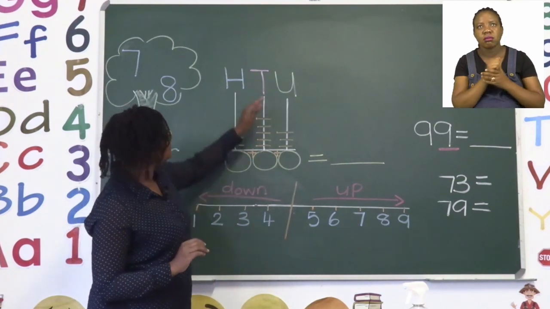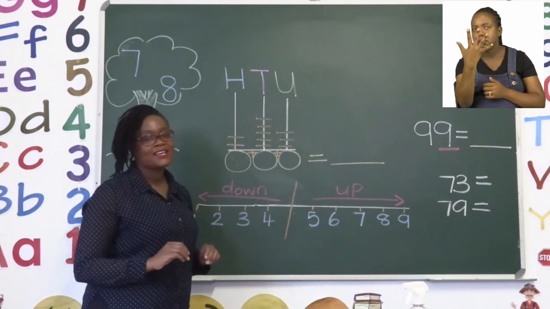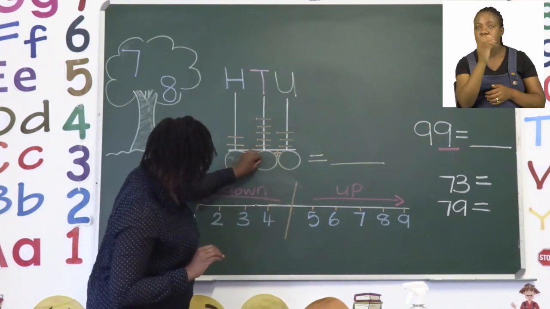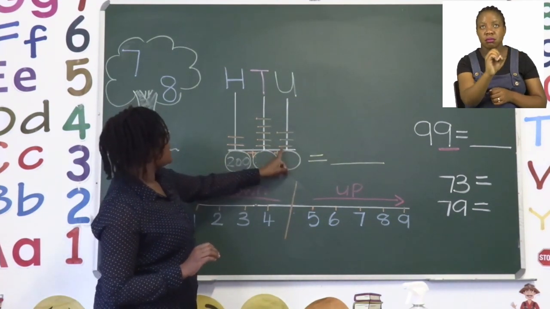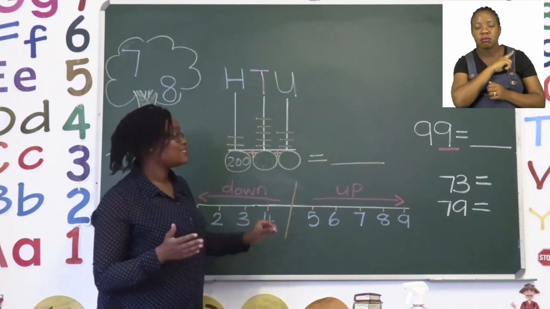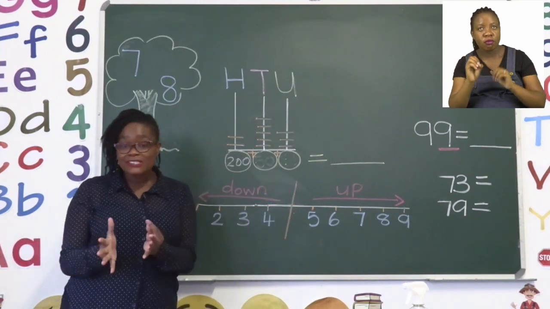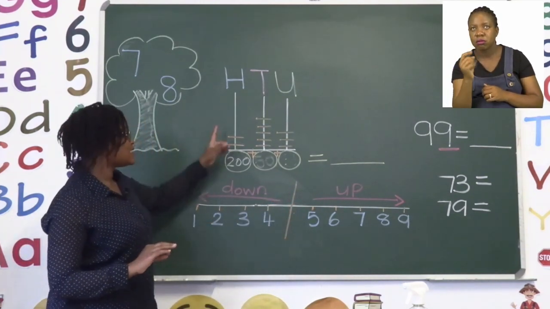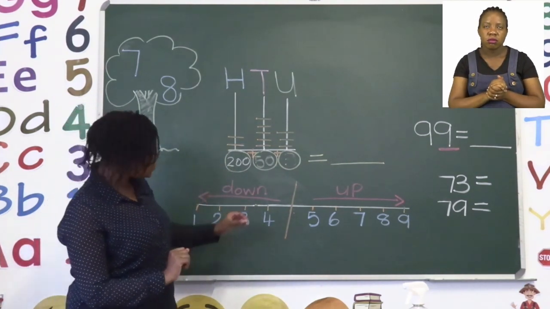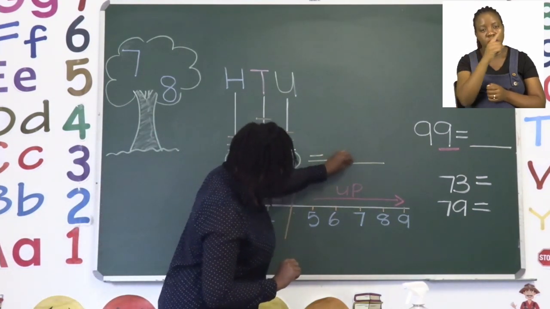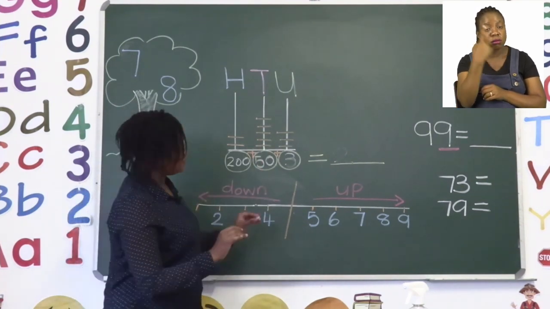Then we will count the sticks for Mr. Tens. 1, 2, 3, 4, 5. So that means this is 50. And then the last one is Mrs. Units. 1, 2, 3. So that means it's 3. So if we're going to add them all together to make one whole number, we need to start at our hundreds. So the digit we will write is the first one, 2 for 200. Then the next digit we will write is 5 for 50.